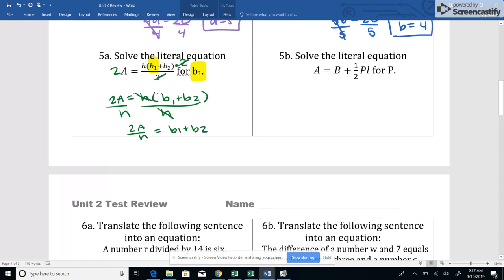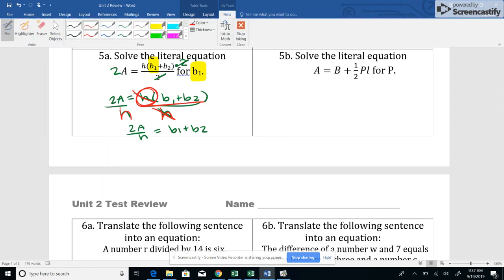So first thing I see is that the entire expression is divided by 2. So I multiply by 2 on both sides, leaving me with 2a is equal to h times the quantity of base 1 plus base 2. I see that I'm multiplying by h here, so that's why I'm dividing by h on both sides. H and h are going to cancel, leaving me with 2a divided by h is equal to the first base plus the second base.